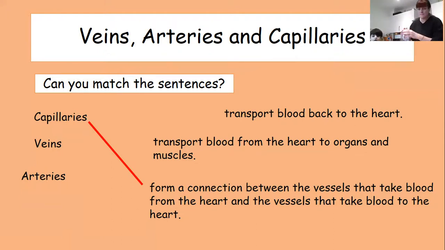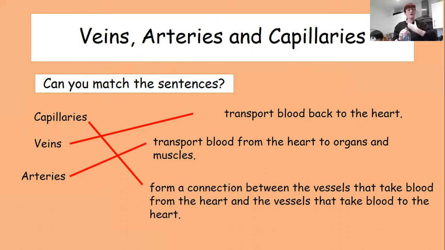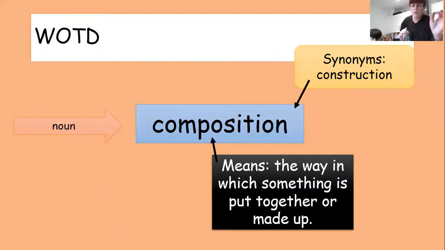Transport blood back to the heart. Back to the heart, brilliant, well done. Yep, veins take your blood back to the heart. If you look at your wrist, you can sometimes see your veins. They're blue, okay, and that's because they carry deoxygenated blood. That leaves us with arteries. What's the answer for arteries? Transport blood from the heart to organs and muscles. Perfecto. Okay, our arteries are the big chunky ones. Well, they don't pump the blood, the heart pumps the blood, but they carry the blood out to your organs and muscles.